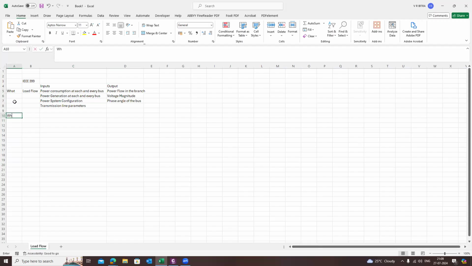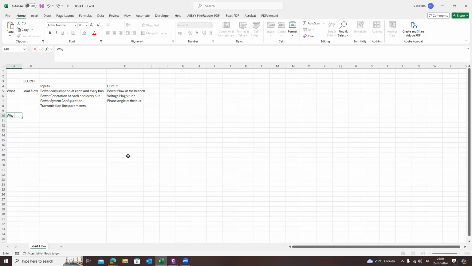Now the next question is, why do we need to perform load flow analysis? Till now we understood what the load flow is, that has been clearly understood. Now, why do we need to do the load flow analysis? Any answers from the participants? What is the advantage of getting the outputs, like the power? If you know the power flow in each branch, why are you doing these things?